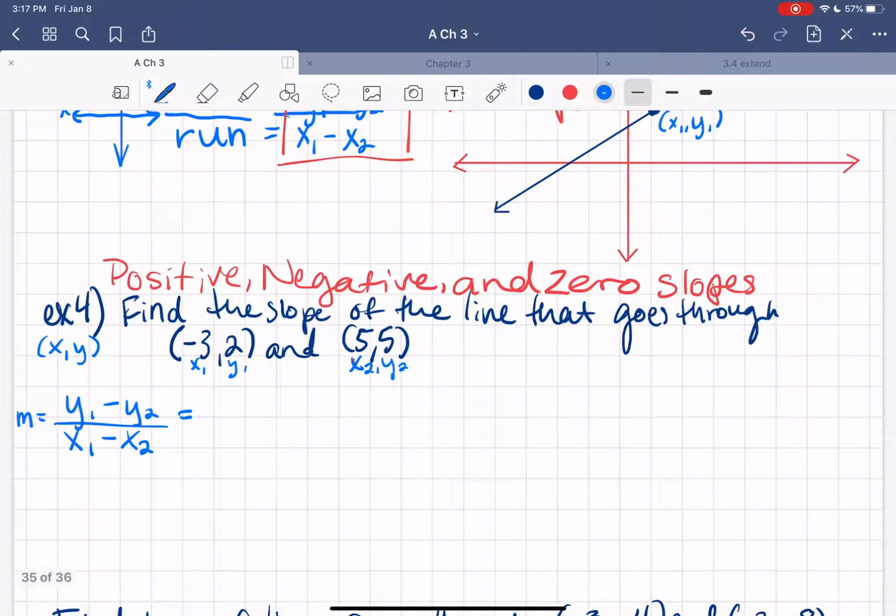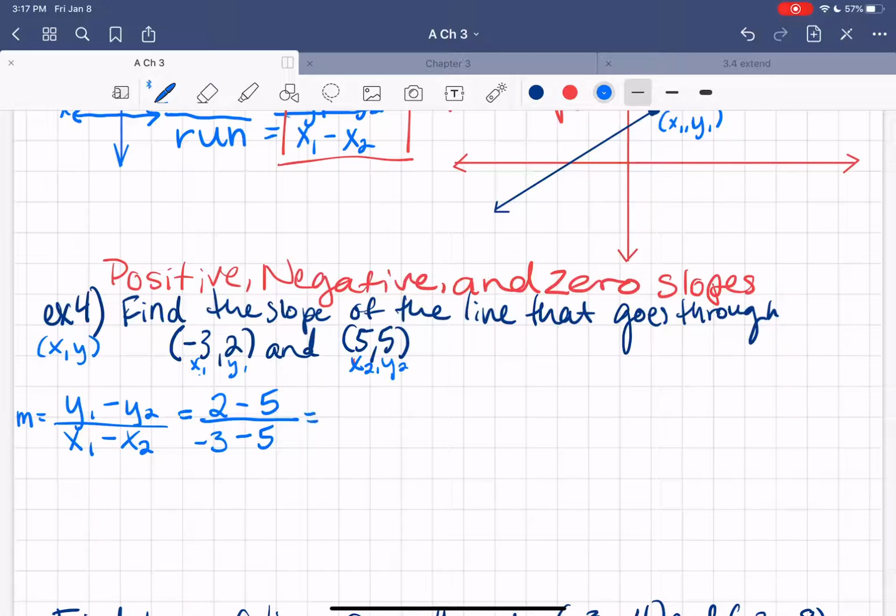So hopefully you feel comfortable with taking them from the ordered pairs and putting them into the equation. And if not, you're going to get plenty of practice, okay? So we start with our y's, which are 2 minus 5. And then I have x1, which is negative 3, minus, also 5.